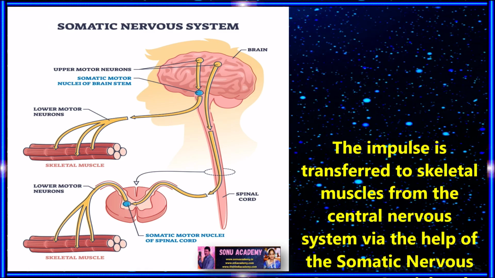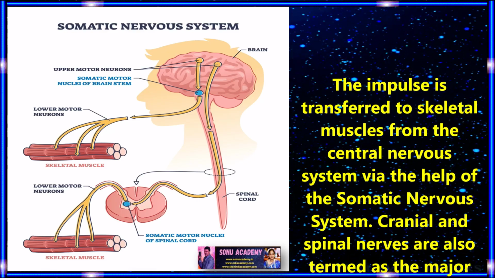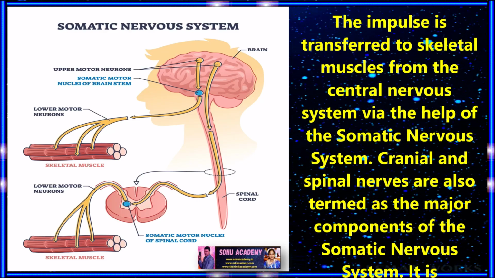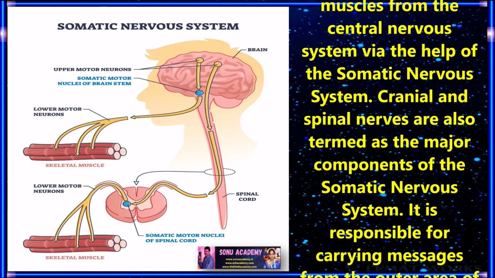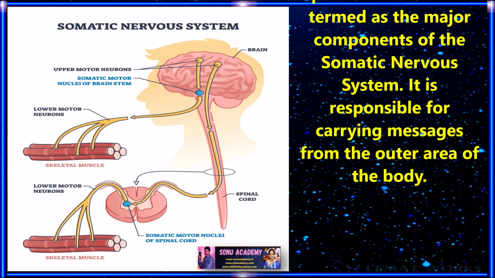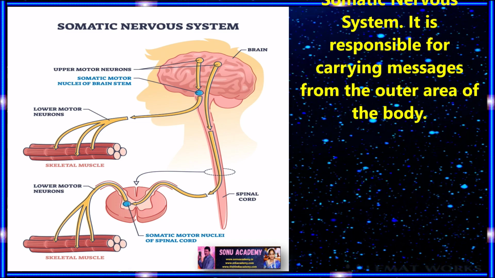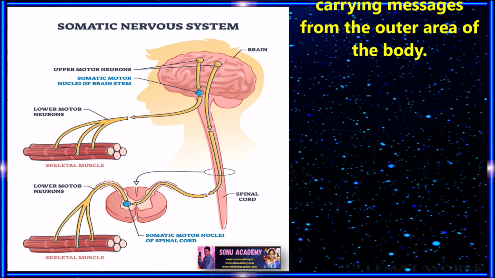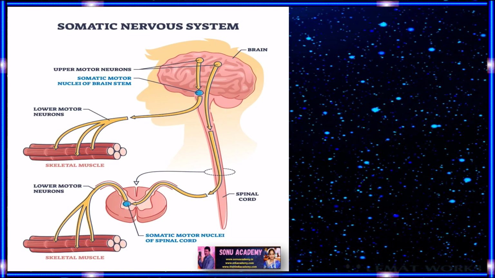The impulse is transferred to the skeletal muscle from the central nerve system with the help of the somatic nerve system. Cranial and spinal nerves are also termed the major components of the somatic nerve system. It is responsible for carrying messages from the outer area of the body.